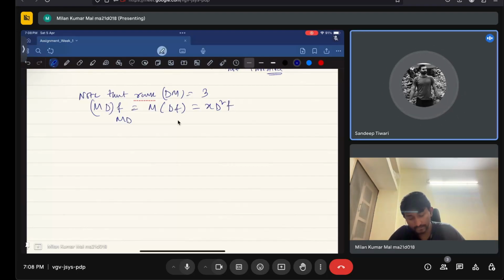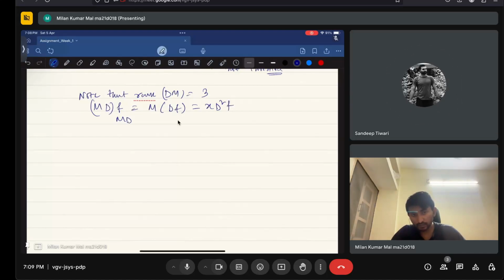I am telling that rank is 3, sir. Yes, but it can be 4, DM no? Rank of DM is... It is a 4 by 4 matrix, not 3. Rank of DM1 is equal to 0.